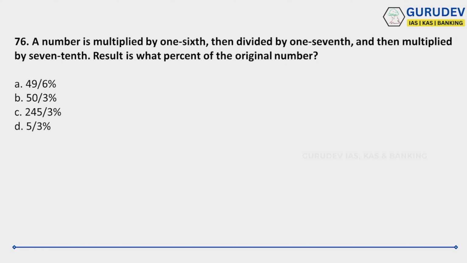So what is the 76th question saying? A number is multiplied by 1/6, then divided by 1/7, and then multiplied by 7 by 10th. The result is what percent of the original number? In this case, what you should do is go with the fractions. What is the first fraction over here? 1 by 6. Next fraction? 1 by 7. Okay, this is a proper fraction. Again, the third fraction? 7 by 10. Whenever he says like this, you just take the LCM of these numbers, okay?